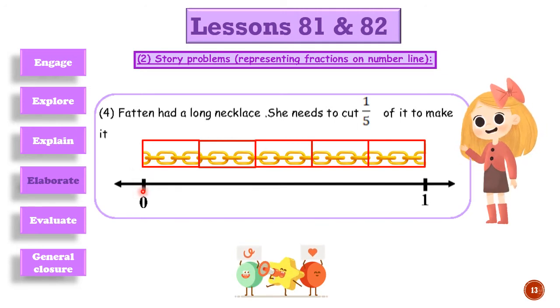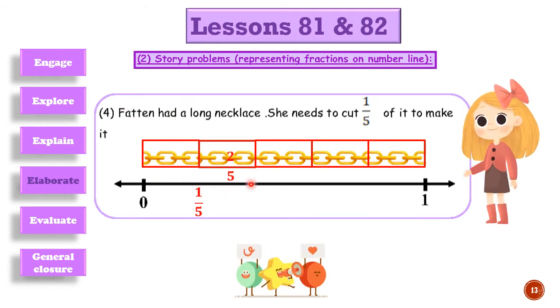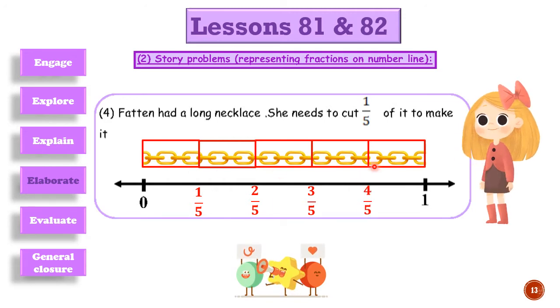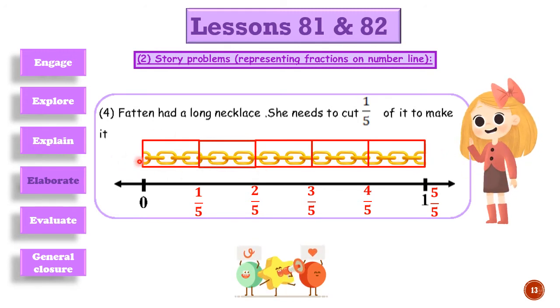Now let's go to our number line. This part is called a fifth, this part is called 2/5, and this part is called 3/5. This part is called 4/5, and the whole necklace, the whole one, is called 5/5. Now we helped her distribute this necklace into 5 equal parts. She needs just this fifth to make her necklace.